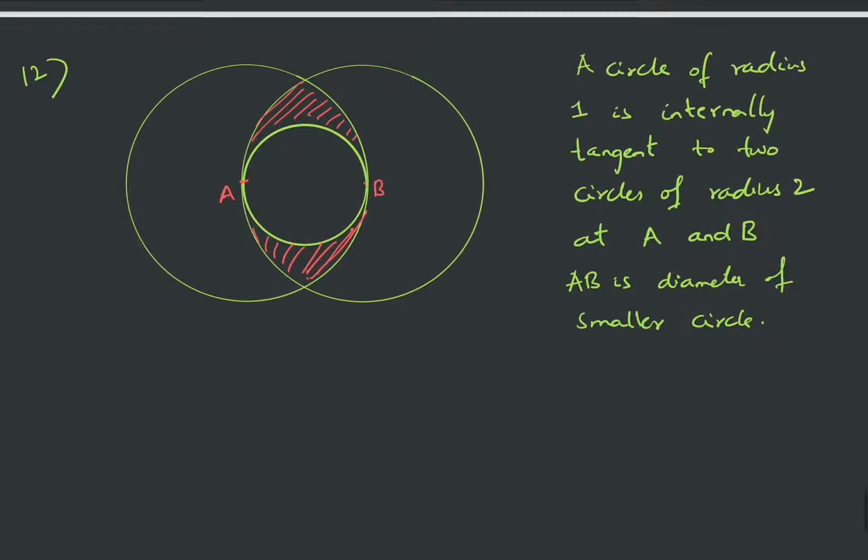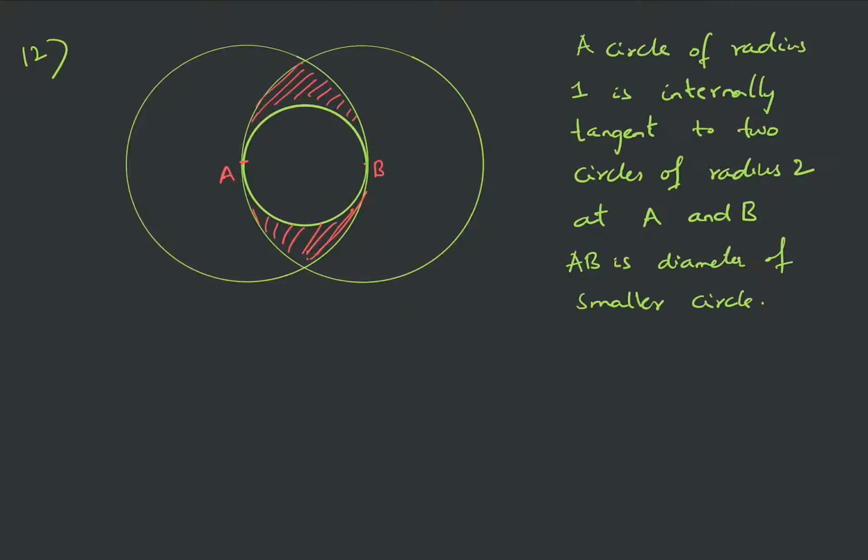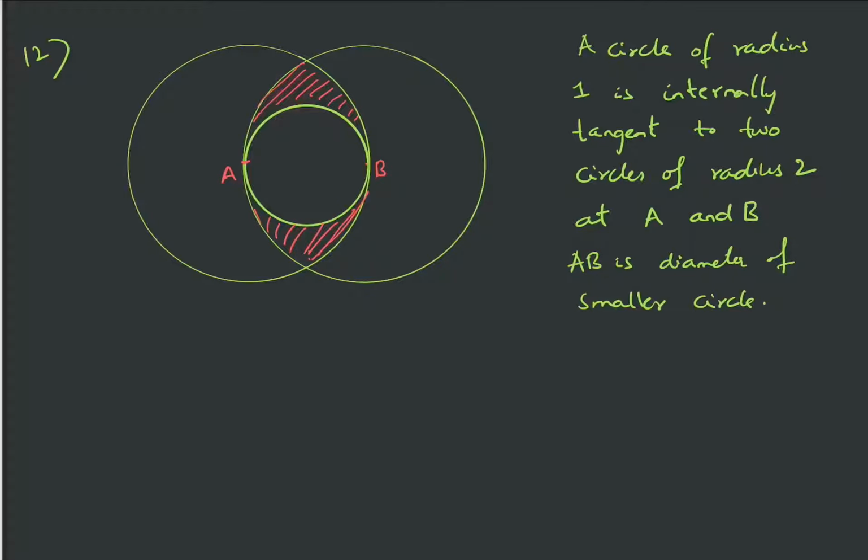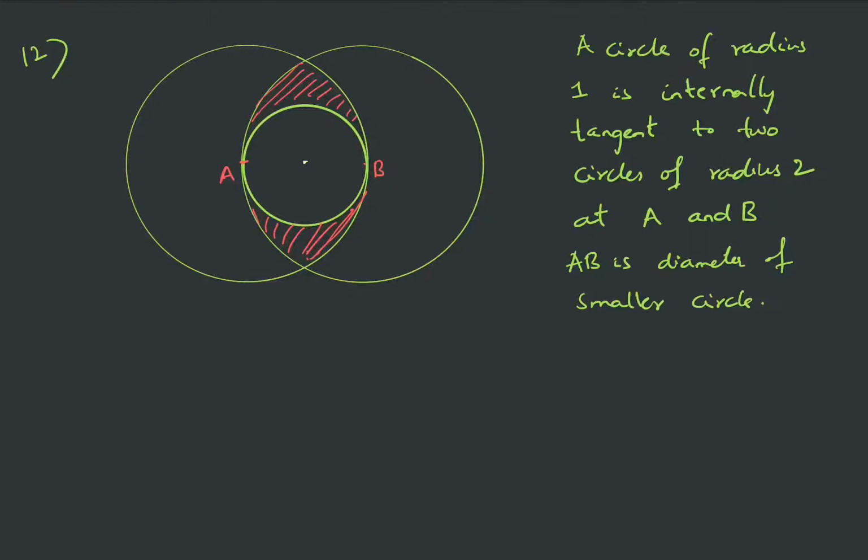Let's move on to the next one. So in this question, it was given that a circle of radius 1 is internally tangent to two circles of radius 2, okay, at A and B, and AB is the diameter of the smaller circle. You need to find the shaded area. So AB is the diameter of the shaded circle and the radius of the smaller circle is 1, so the diameter is nothing but 2. Okay, so AB is 2.